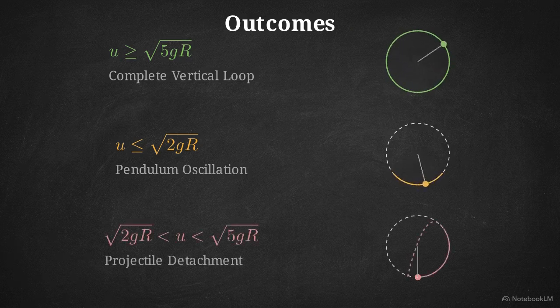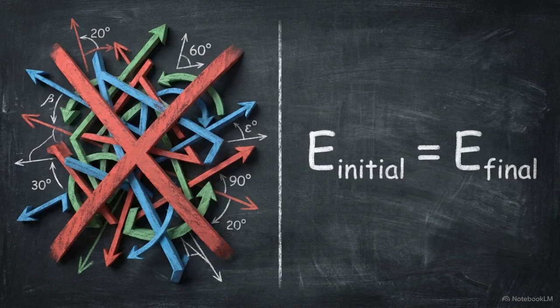The middle ground occurs when velocity sits between these boundaries. The system pushes past the horizontal axis, but lacks energy to reach the apex. Tension drops to 0 while in motion, causing the mass to enter a projectile trajectory. By utilizing energy states, we bypass the need to calculate instantaneous vector angles along the path.